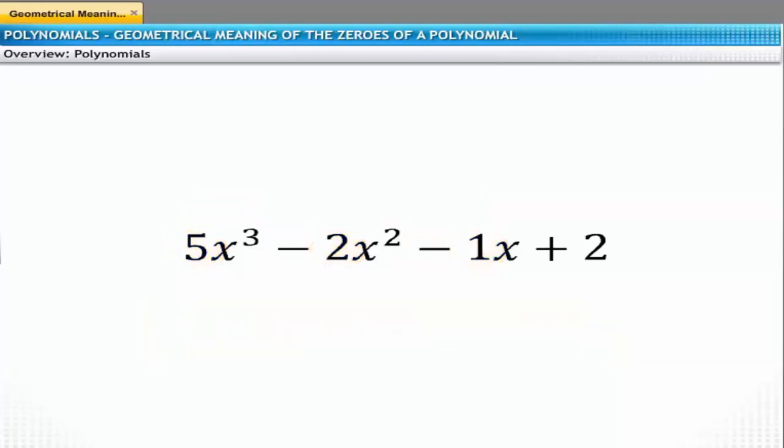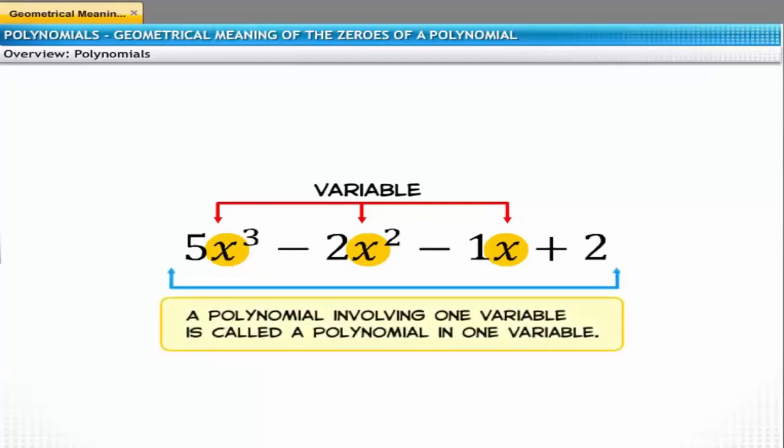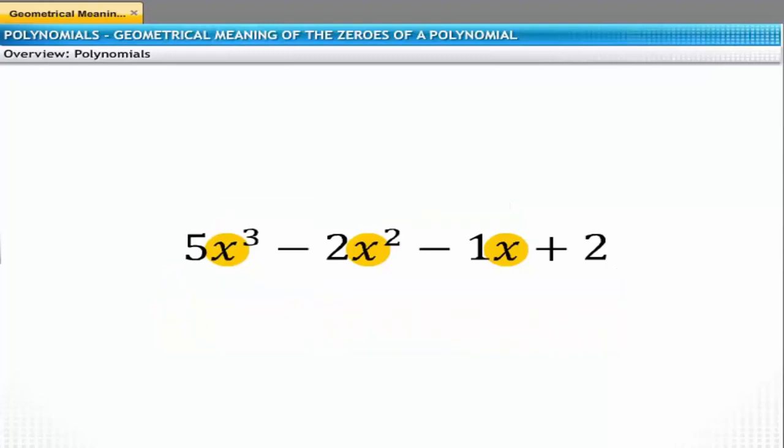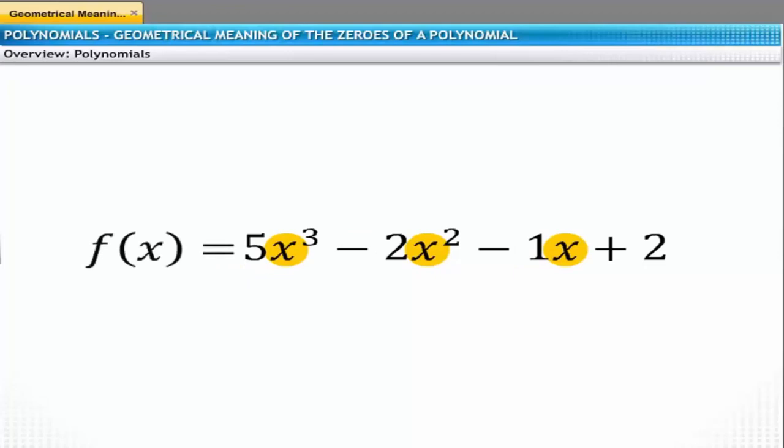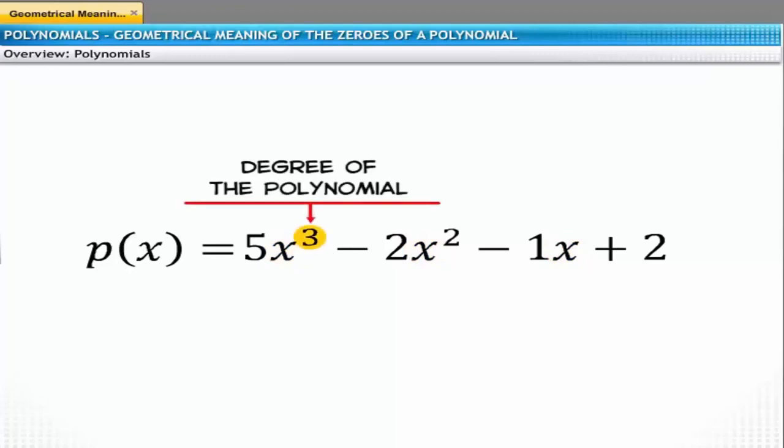In this polynomial, there is only one variable, x. Such a polynomial is called a polynomial in one variable. If x is the variable in a polynomial, then the polynomial is denoted by f of x, p of x, q of x, and so on. The highest power of the variable of a polynomial is called the degree of the polynomial.